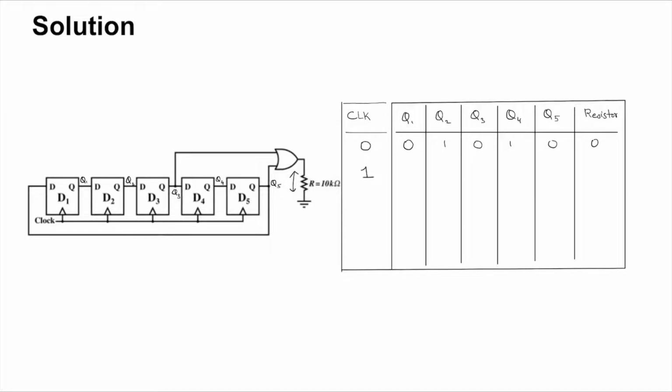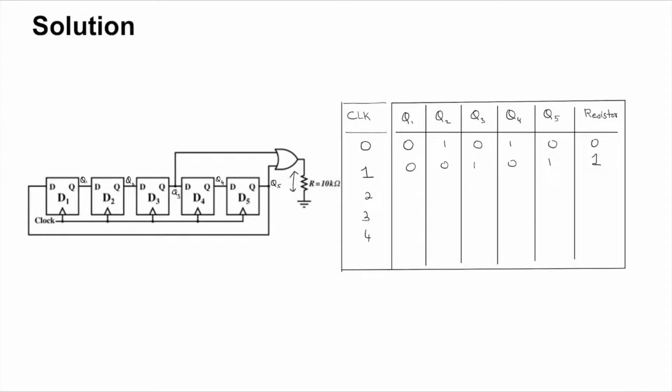At the first clock edge, you have a right circular shift, which is 0, 1, 0, 1 and 0. Right? All of this will become all of this, and this will come here. That is a right circular shift. Now both Q3 and Q5 are 1, so the OR is 1. So the resistor has 5 volts across it.